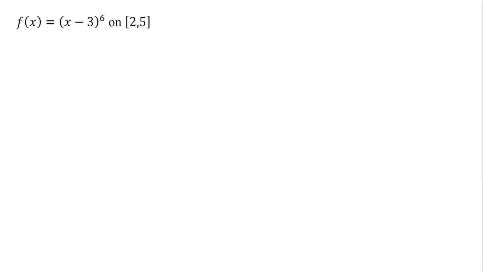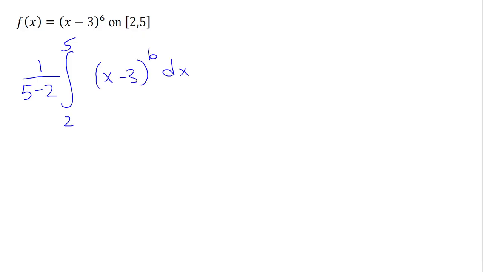All right, just 2 more to go here. So our second to last one here, we're going to have 1 over 5 minus 2 times the integral from 2 to 5 of x minus 3 to the 6th power. We're going to do a little bit of a u substitution. So we're going to let u equal x minus 3, and du will just be dx.